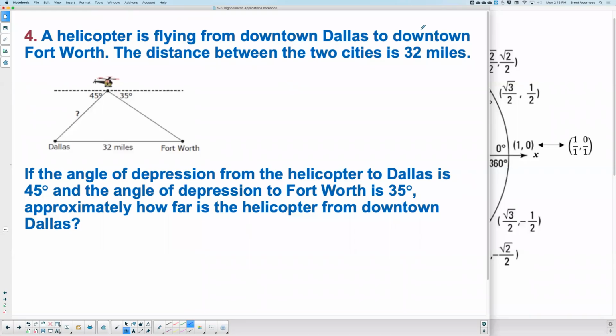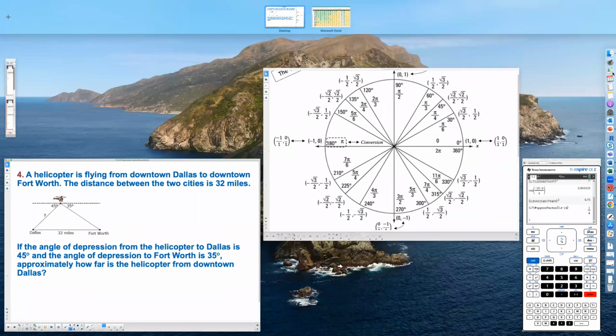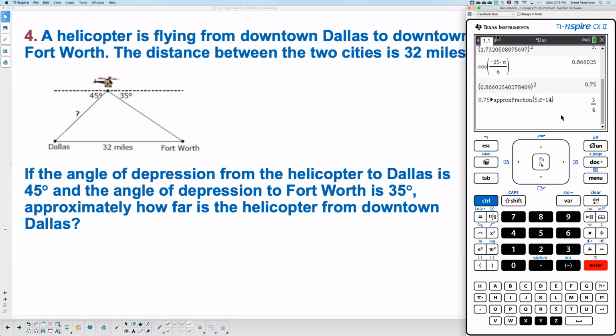Let's take a look at number 4. So on number 4, I see right off the bat I have a triangle, which means what mode should our calculator be in for number 4? Degrees. You need to make sure your calculator is now in degree mode. If you want to solve this correctly, make sure you're now in degree mode.